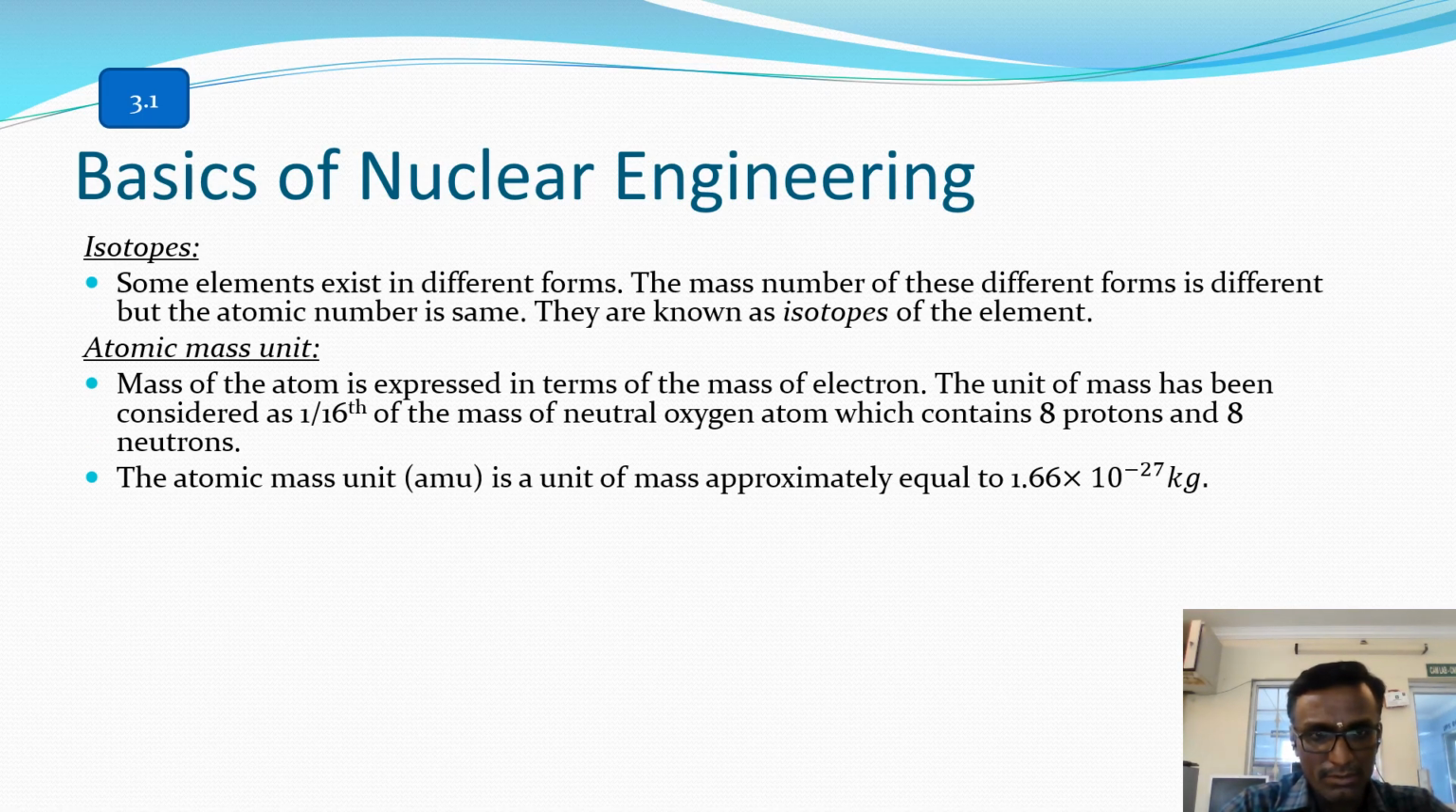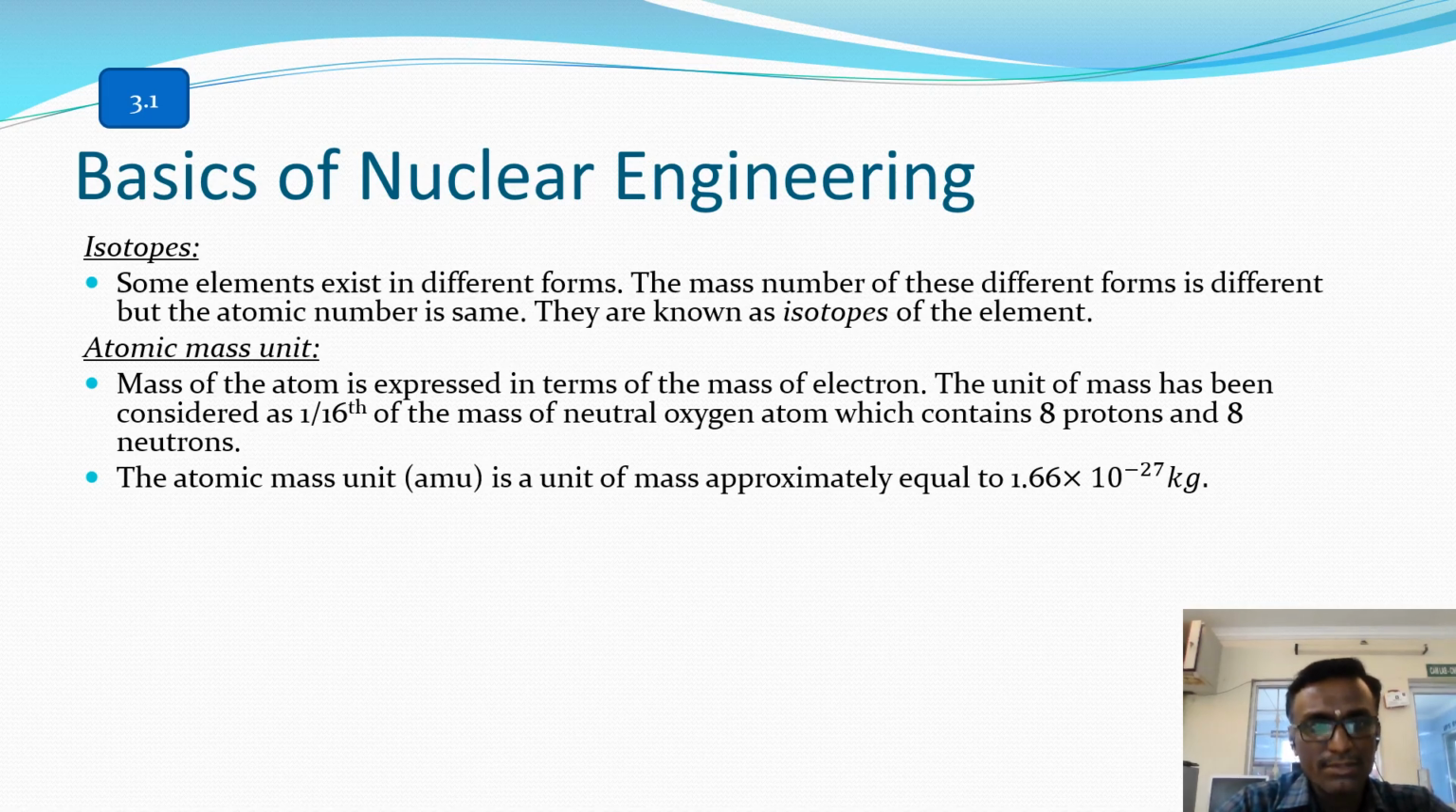So isotopes: when you talk about nuclear engineering, the common and most important parameter is the isotopes. Some elements exist in different forms. If we take hydrogen or helium, it can be available in different forms based upon the number of nucleons present in it. The mass number of these components is different. So whenever there is a change, there is a possibility of difference between the atomic number and the mass number, and it can be called an isotope.